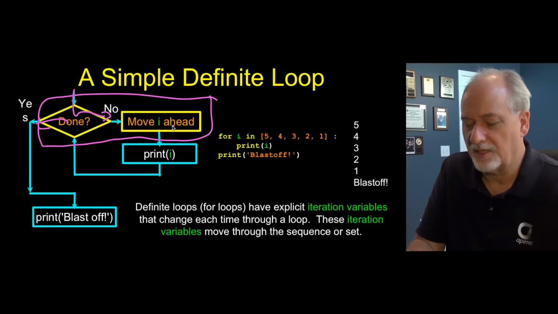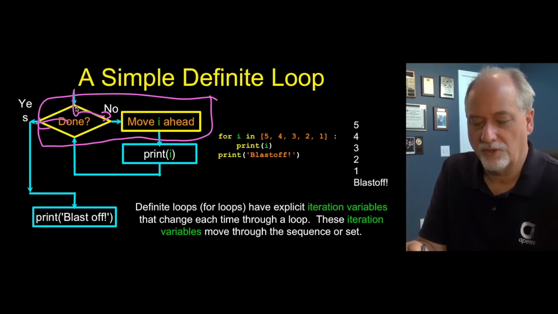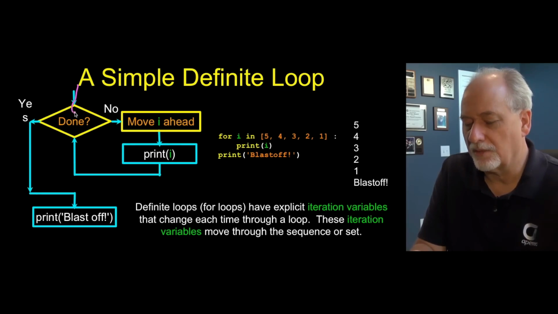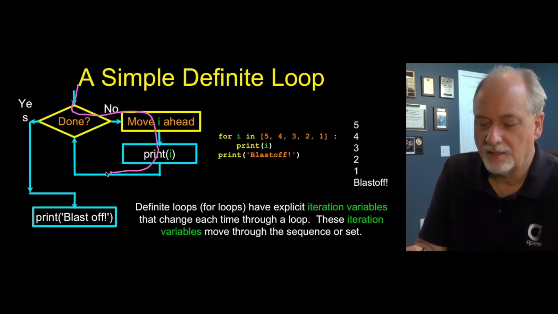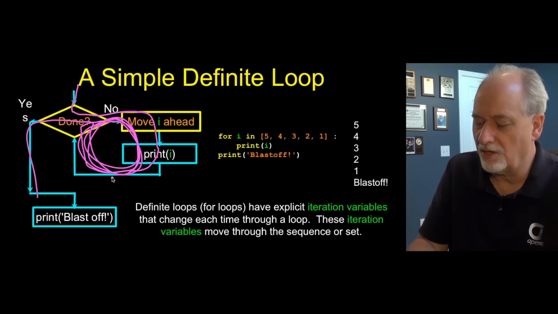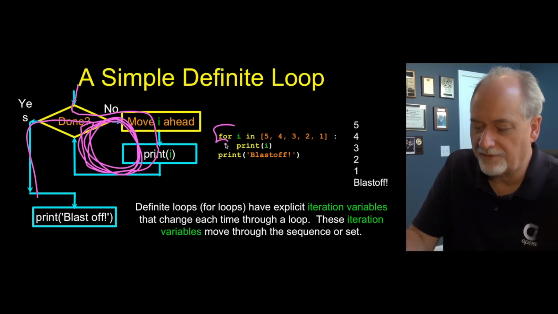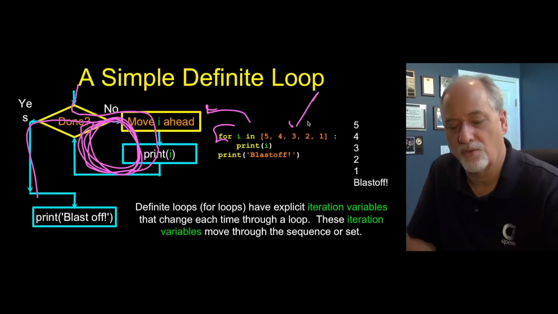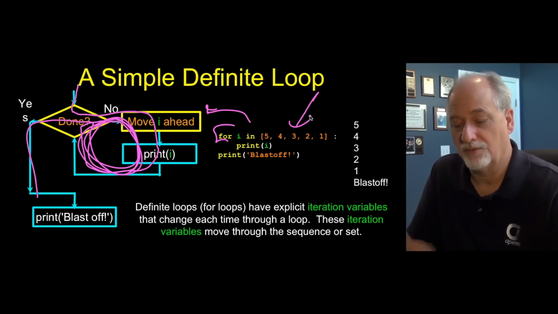By using a for loop, are we done? No, we have 5 things to work on. Set it to the first one, run it. We're not done because we've got 1 more. Set it to the second one, third one, fourth one, fifth one, and now we're done. That is all handled in a single line of code that includes the iteration variable and the set of things through which we are going to iterate.